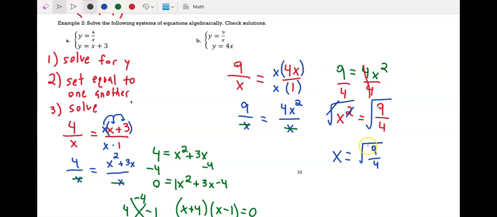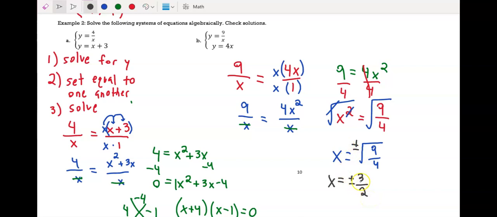Now, one very important thing to keep in mind when you do this square root is this answer actually has both a positive and negative solution. So you have to put that in, positive and negative square root of 9 over 4. So now when we go ahead and solve this, well, the square root of 9 is 3, and the square root of 4 is 2. So my solution is going to be x is equal to positive 3/2 and x is equal to negative 3/2.